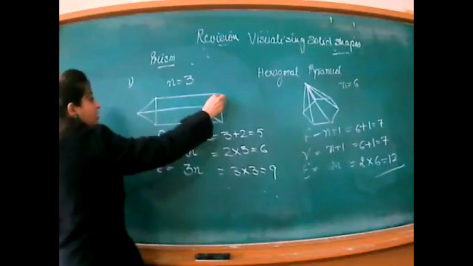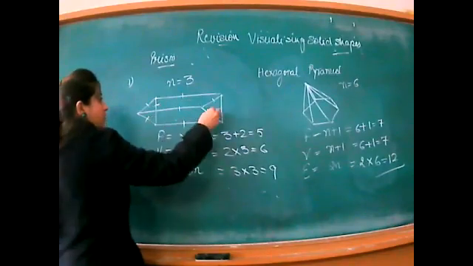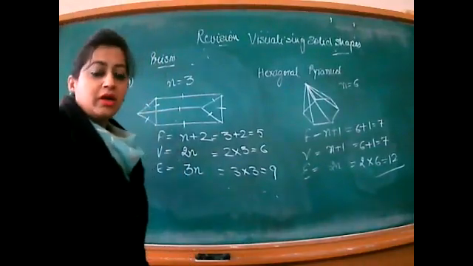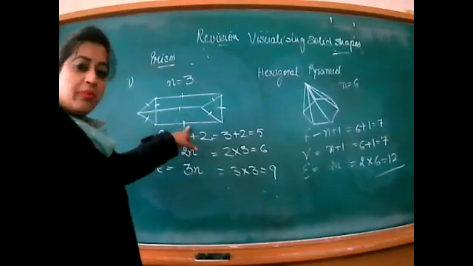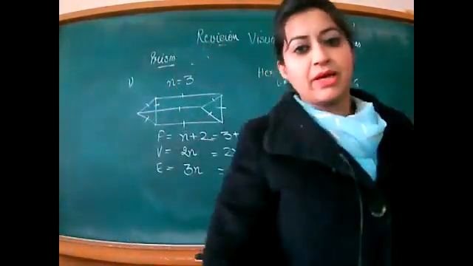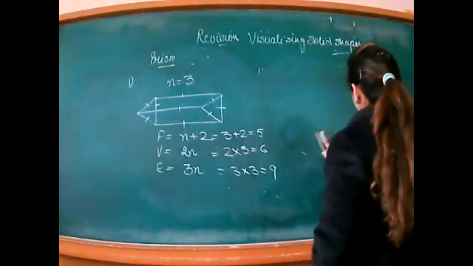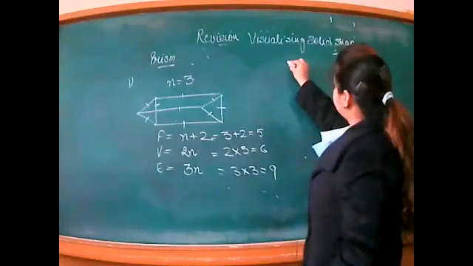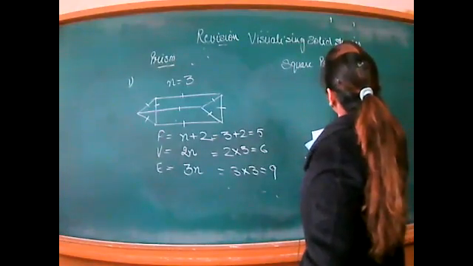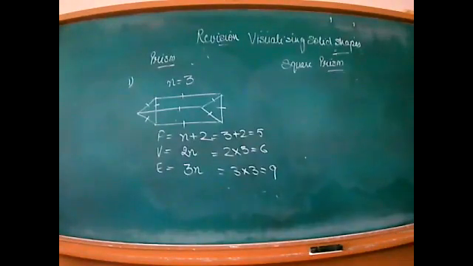Vertices 1, 2, 3, 4, 5, 6. Edges 1, 2, 3, 4, 5, 6, 7, 8, 9. Got it? So this is the triangular prism and we have written its faces, vertices, edges. Now draw a square prism. Hurry up. Draw a square prism and write F, V, E for that.